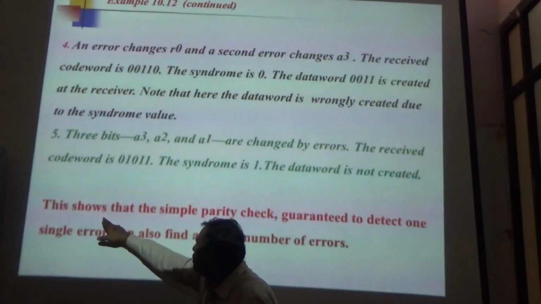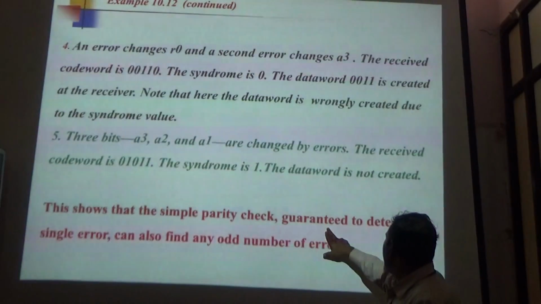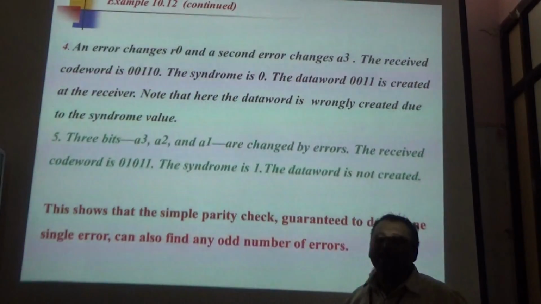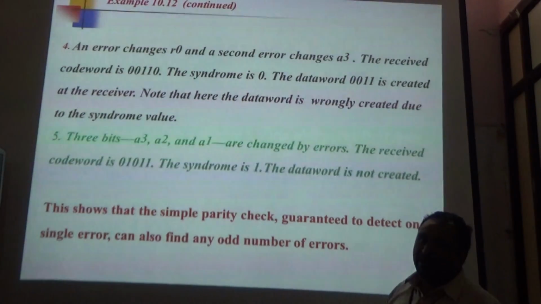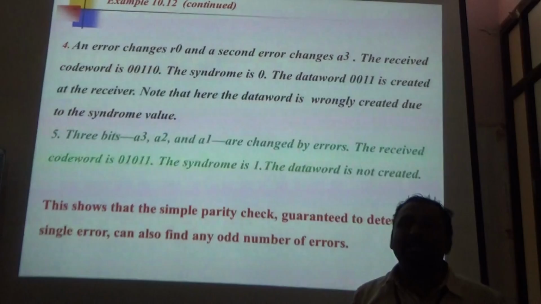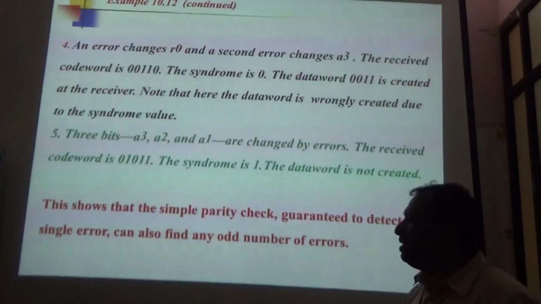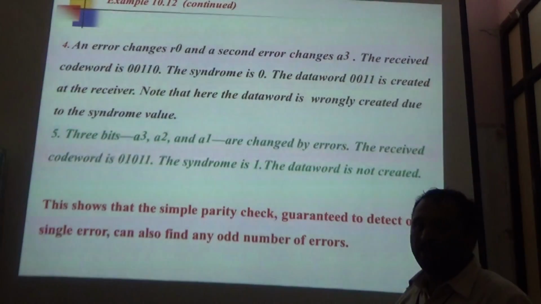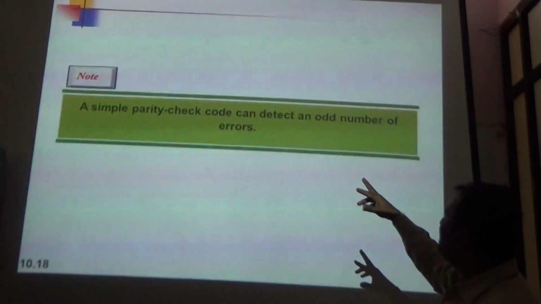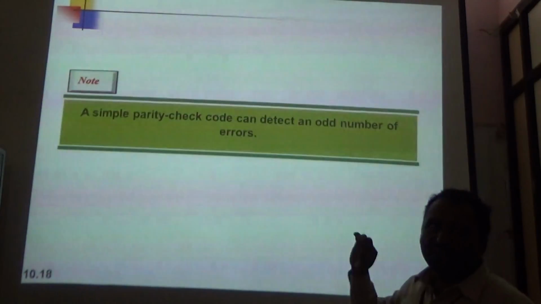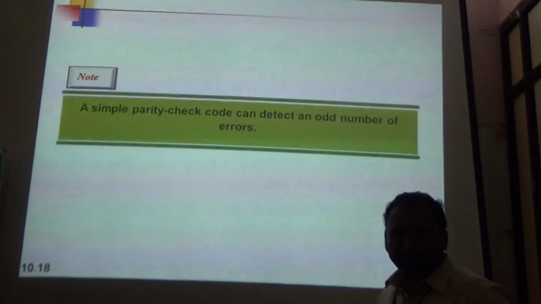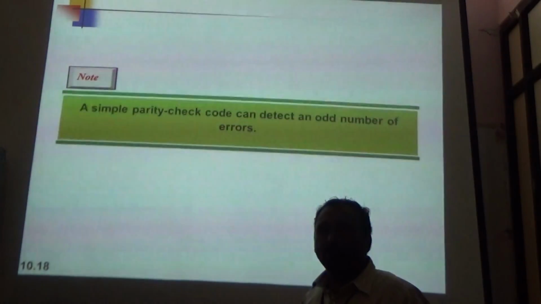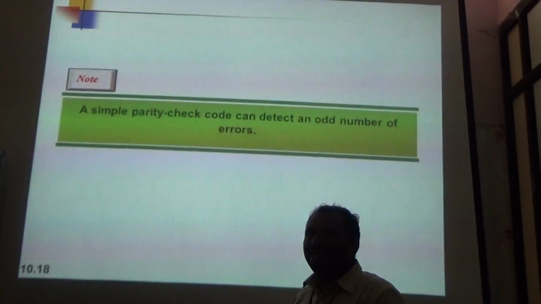So we can reach a conclusion that simple parity check guarantees to detect a 1 bit error or an odd number of bit errors, but if multiple errors or even numbers of bit errors are there, it may not be detected by this particular algorithm or method. So a simple parity check can detect an odd number of errors only. Let us stop here, and in the next class we will be going for the Hamming code method and the CRC method.